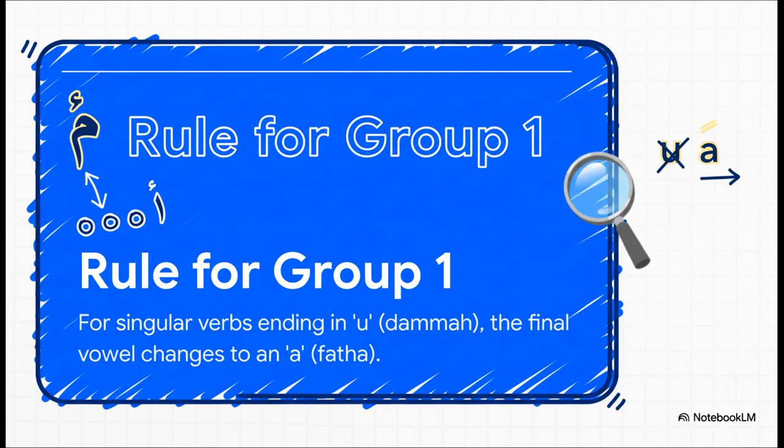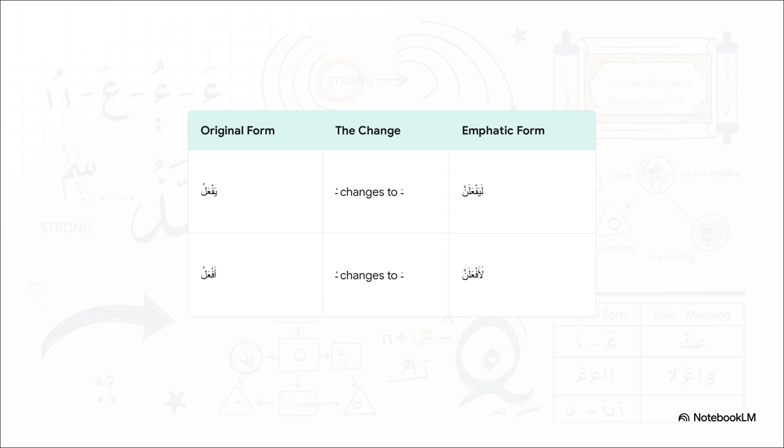All right, let's kick things off with the biggest group, the singulars. This covers pronouns like he, she, you for a guy, I, and we. And the rule for this one is super, super simple. When you add that emphatic noon, the final little vowel, the dhamma, just switches to a short a vowel, a fatha. Seriously, that's it. And you can see exactly what I mean right here. Yaf'ala becomes la yaf'alanna. Af'ala becomes la af'alanna. It's just a clean, simple vowel swap. This is by far the most common change you're going to see out there.